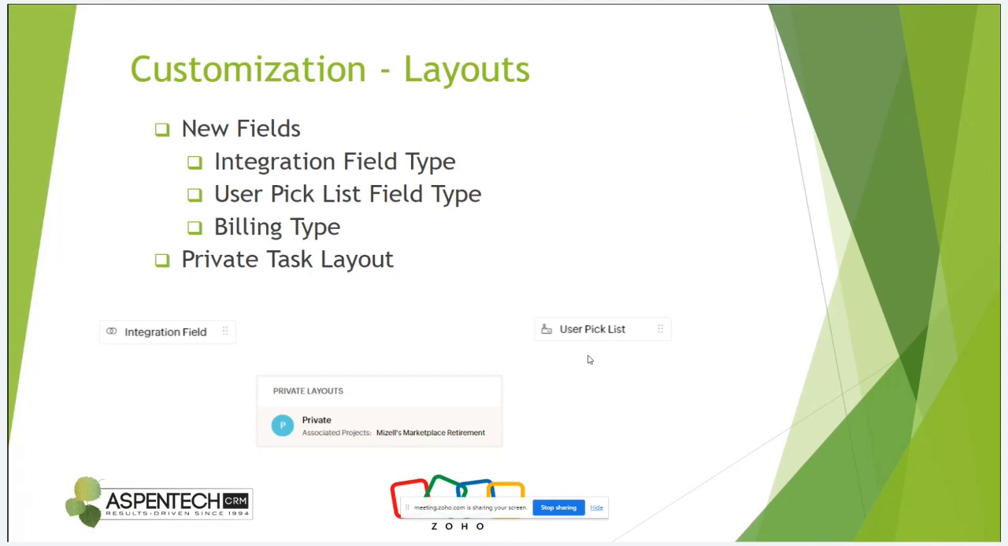We've added a user pick list field. It's basically a lookup field, but what you can do is limit the number of users that will be used as values in that pick list. They've added a new field onto the task called billing type. You now have the ability to track billable and non-billable hours on your tasks. And then they've also introduced a private task layout.